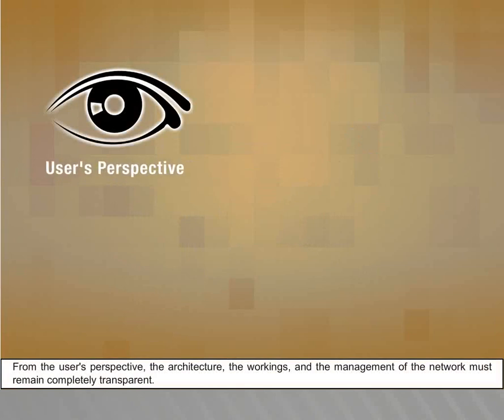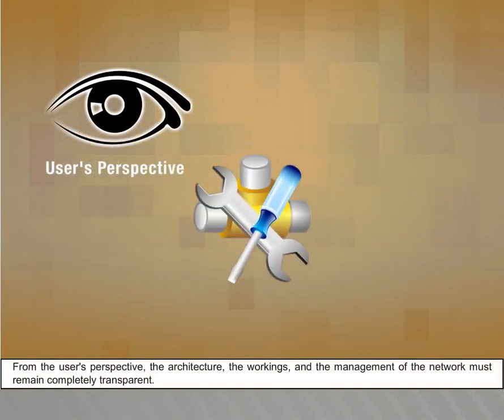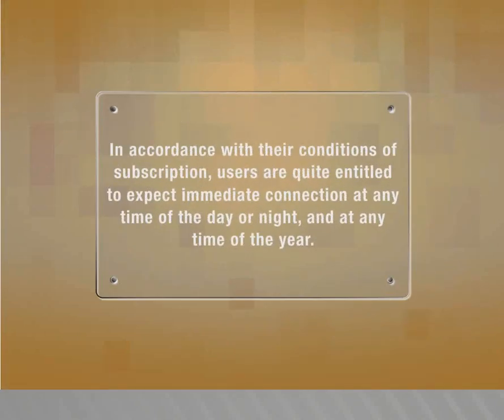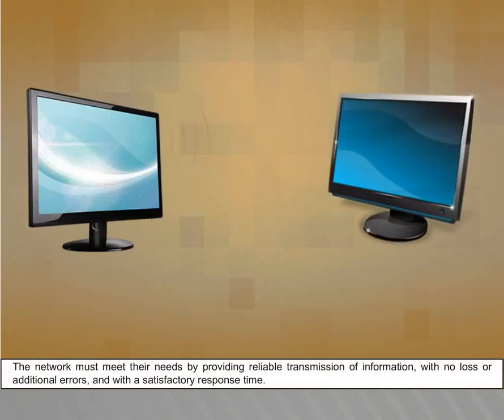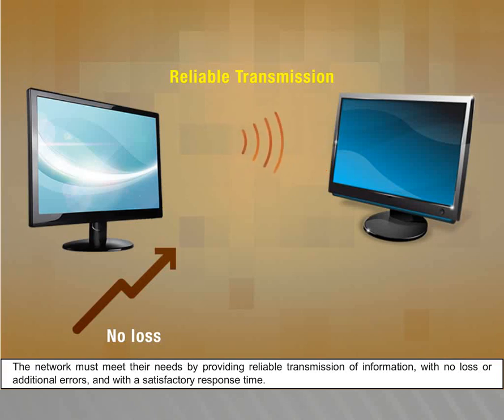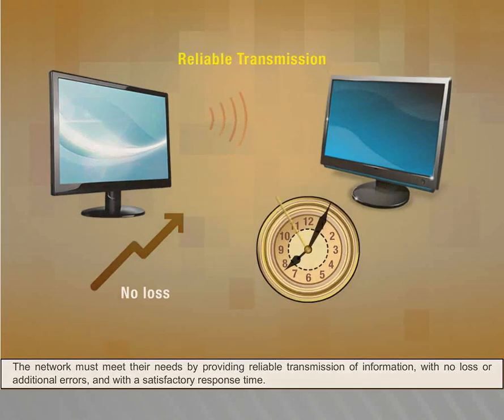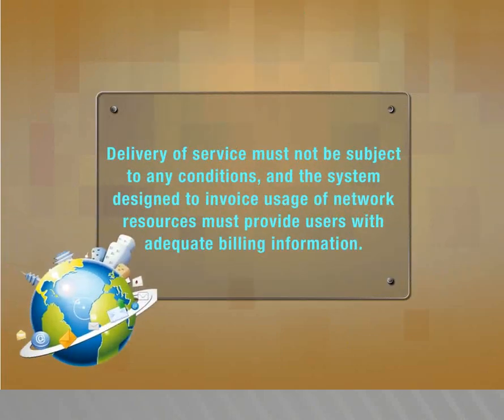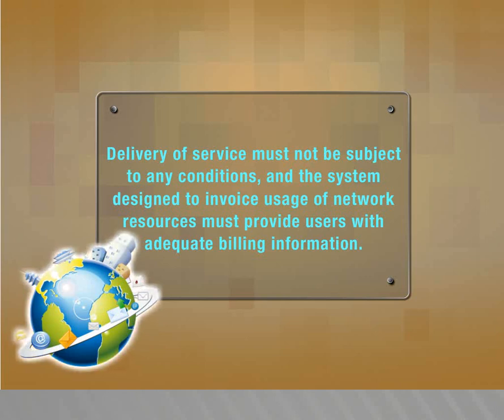From the user's perspective, the architecture, the workings, and the management of the network must remain completely transparent. In accordance with their conditions of subscription, users are quite entitled to expect immediate connection at any time of the day or night and at any time of the year. The network must meet their needs by providing reliable transmission of information with no loss or additional errors and with a satisfactory response time. Delivery of service must not be subject to any conditions, and the system designed to invoice usage of network resources must provide users with adequate billing information.